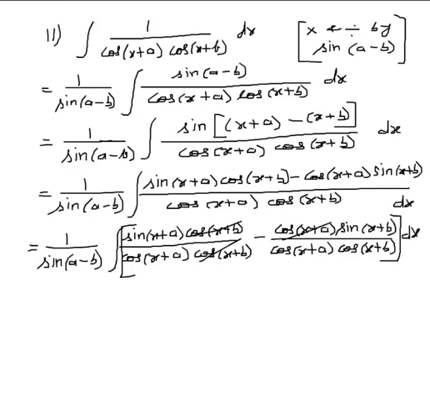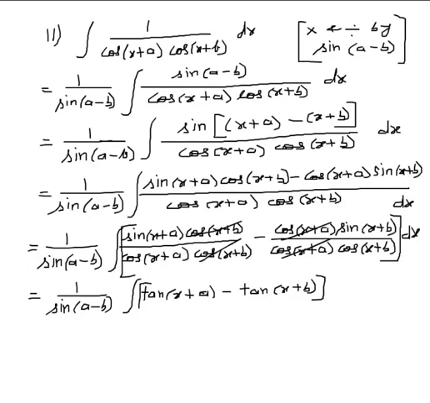Let us simplify. 1 divided by sin of (a minus b) into integral. The first term is sin of (x plus a) by cos of (x plus a), which becomes tan of (x plus a), minus the second term is sin of (x plus b) divided by cos of (x plus b), which is tan of (x plus b), times dx. Now integration is easy.